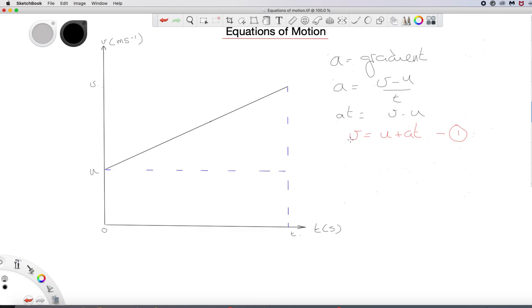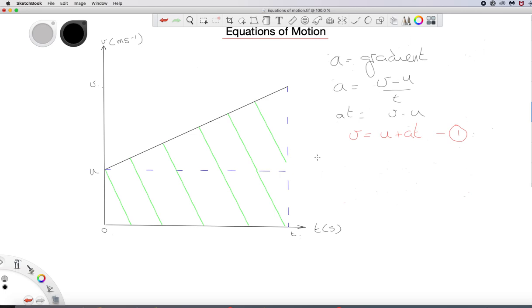Now we know that the displacement, distance travelled in GCSE terms, is the area under the graph. So this area here is the displacement, and we can work that out in one of two ways. We could say it's the area of this triangle plus the area of this rectangle, or we could say it is the area of this trapezium, and that's what I'm going to do.